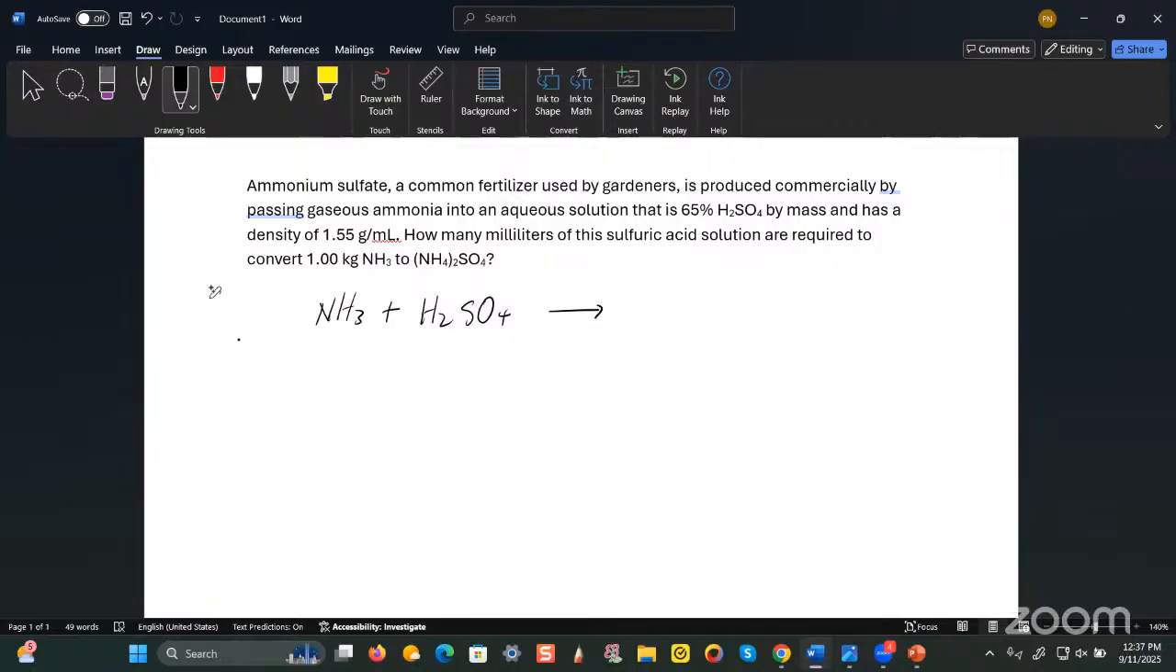And then what would be the product? There's only one product, ammonium sulfate, and that's the formula, NH4 2SO4. And then we need to balance this equation. So how would you go about balancing this equation?